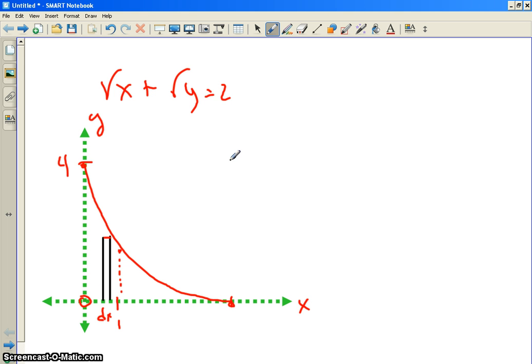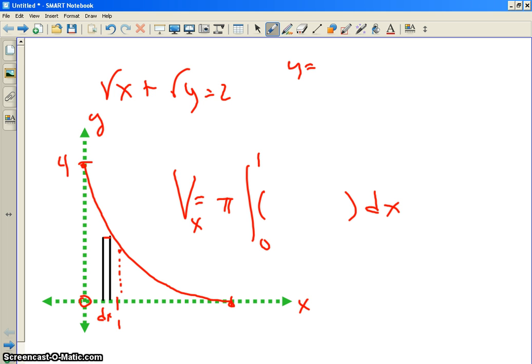How do you set up a disk? The volume about the x-axis is pi times the integral from 0 to 1, if we're doing a function in x, of the radius squared times the thickness. Well, what's the radius squared? We have to find out. How do you get y alone?